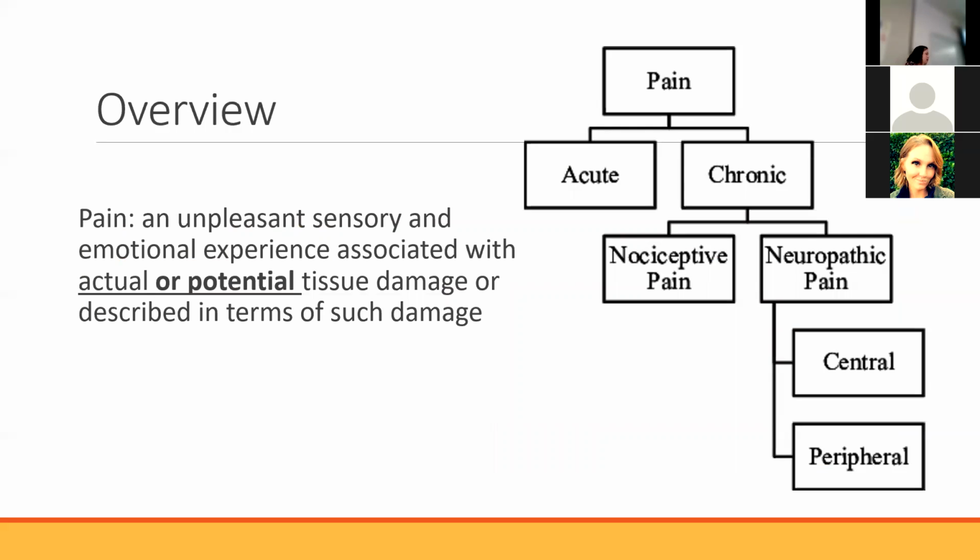So pain, I think most of us should all be familiar with it, but it's an unpleasant sensory and emotional response to either actual tissue damage or potential tissue damage, or perceived in one way or another by the body, by your nerves, by your neurons, whether it's real or not, whether there's actual damage occurring. And it's described in those terms.